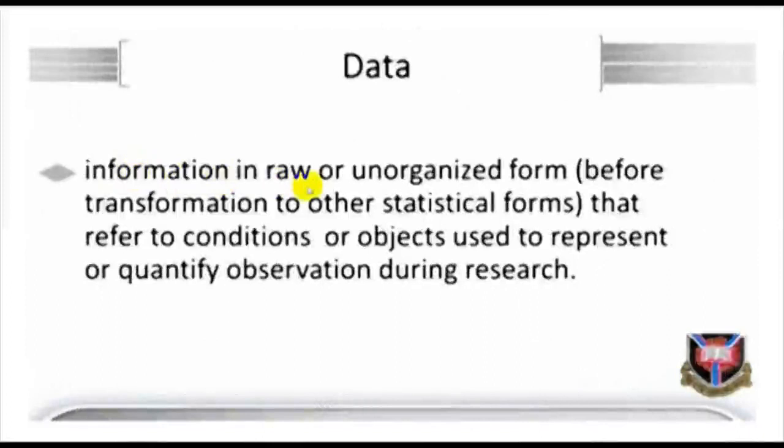Data. Collections of numbers or measurements used to represent or quantify observation during research before transformation to other statistical forms is referred to as raw data. For instance, students' score in an examination can be used to represent academic performance and could be taken as data for the research on effect of noise on academic performance.